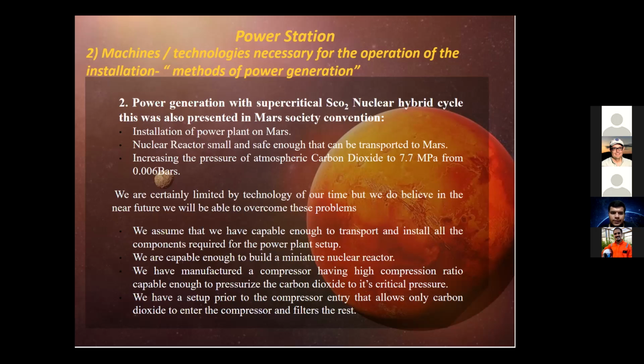We have also taken some assumptions here. We assume that we are capable of transporting all the required components, as well as the nuclear fuel, to the Martian surface, and that we are capable of building a miniature nuclear reactor. We assume a compressor manufactured on Earth and transported to Mars, with a pressure ratio of around 3 per stage. Then there is a compressor entry setup that allows only carbon dioxide to enter the compressor and filters out the rest. So these are our assumptions in this method of power generation.